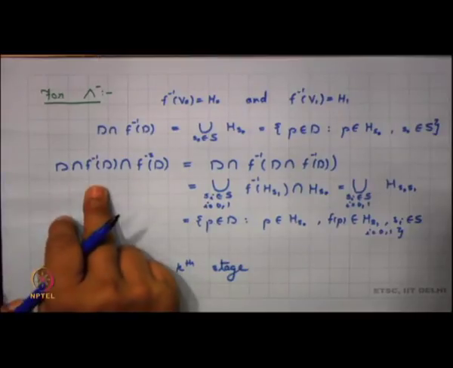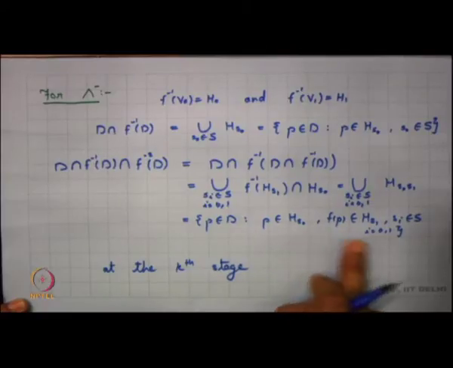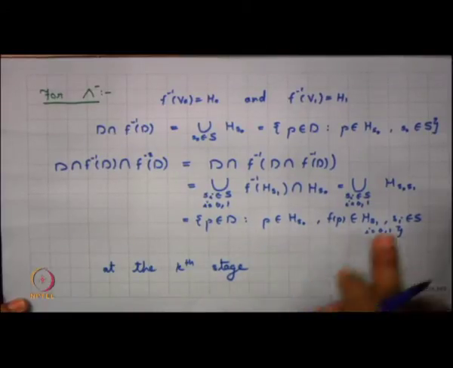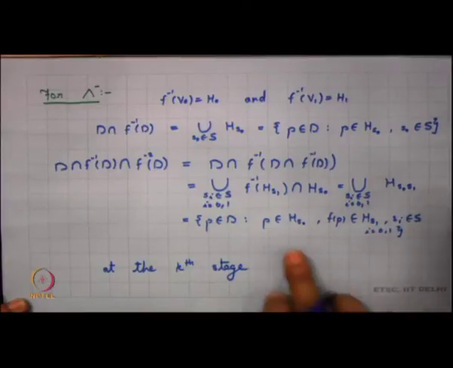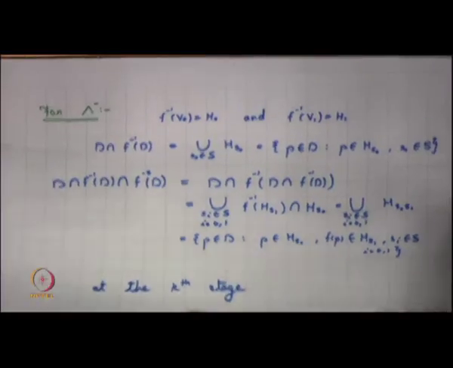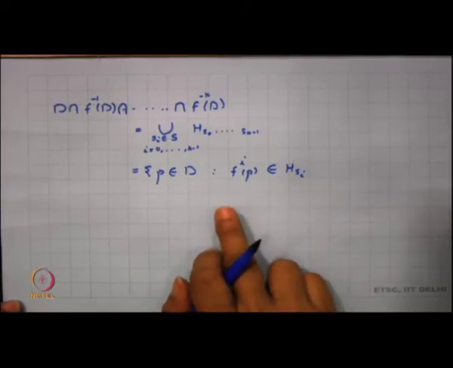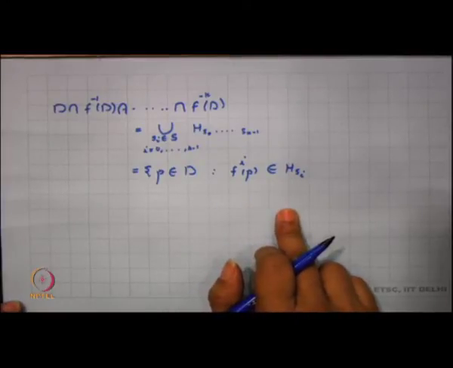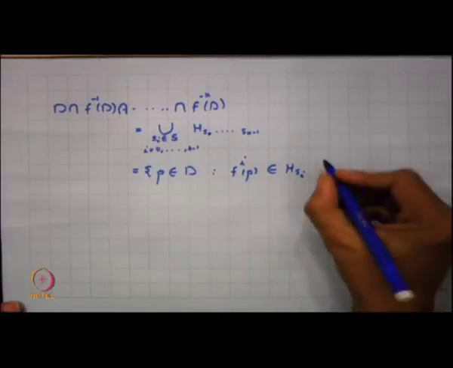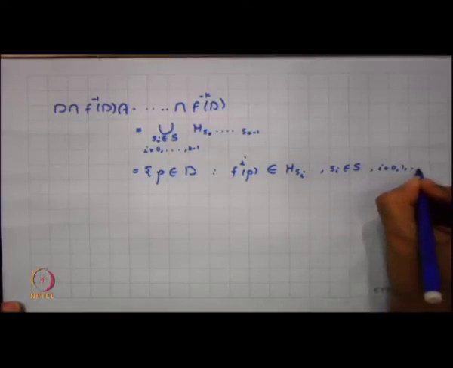D intersection F inverse D intersection F minus 2 D happens to be the set of all P in D such that P belongs to H of S_0 and P belongs to H of S_1. So, at the next stage I will get H of S_0 S_1 S_2, such that P belongs to H of S_0, F P belongs to H of S_1 and F square P belongs to H of S_2. Similarly, at the kth stage we get H of S_0 S_1 up to S_{k-1}, such that P belongs to H of S_0, F P belongs to H of S_1, and F^i P belongs to H of S_i, for all S_i belonging to S, where i varies from 0, 1 up to k minus 1.